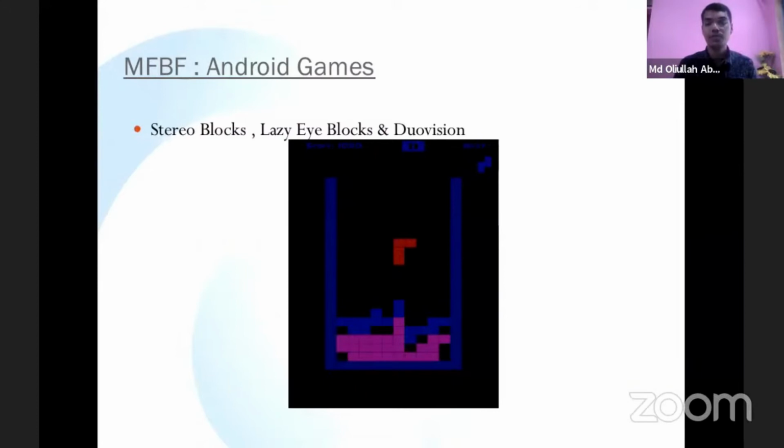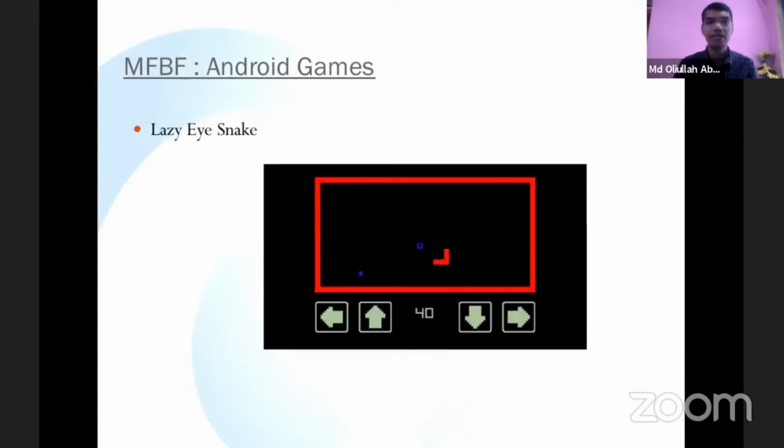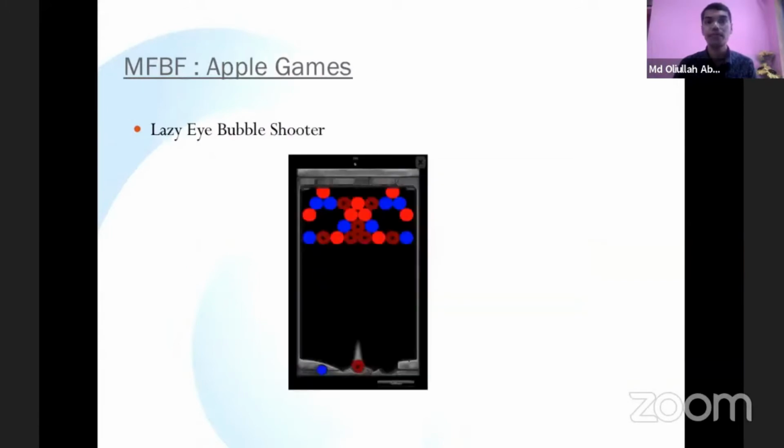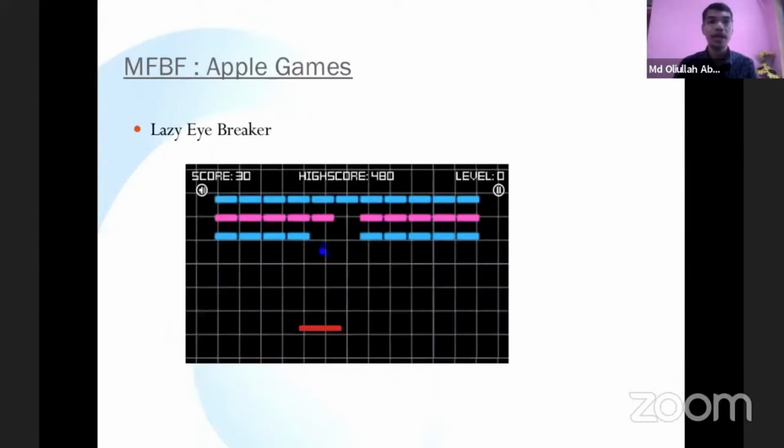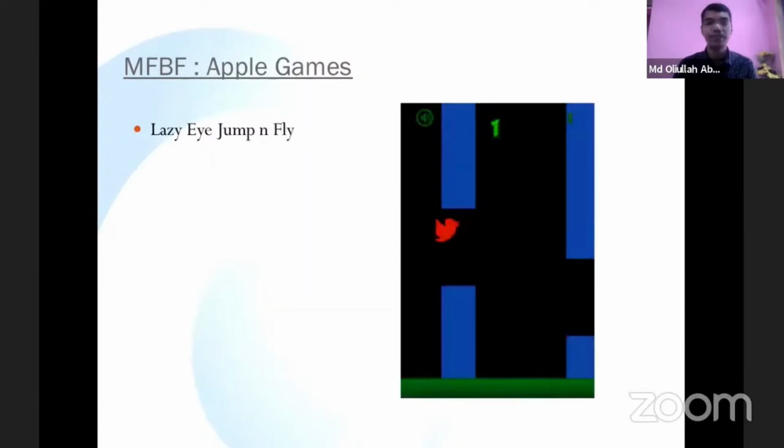Now, similar types of activities, there are many available that are Tetris based. Like this is one, lazy eye snake. You have bubble shooter. So a child loves to play this kind of activities. You can have one of them, or even something like lazy eye breaker, again one of the common games that we used to play during our childhood days. Obviously, there are many advanced games available like this, where there is a lazy eye jump and fly. Now, these are not limited.